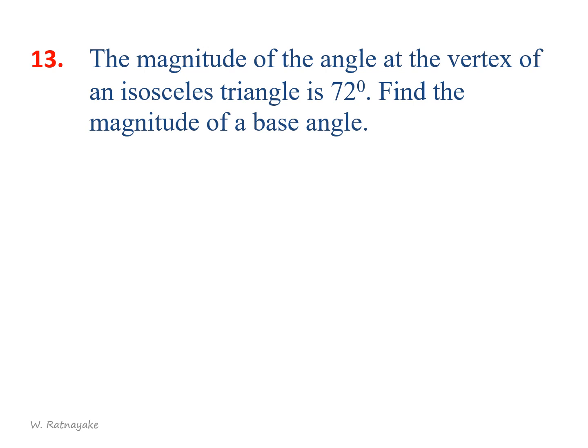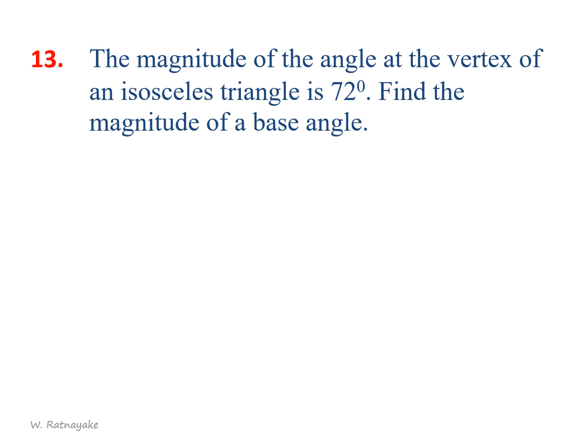The magnitude of the angle at the vertex of an isosceles triangle is 72. Find the magnitude of a base angle. Now the vertex angle is 72. The other two angles of the isosceles triangle must be equal. Therefore, to find the magnitude of one base angle, those are known as base angles.